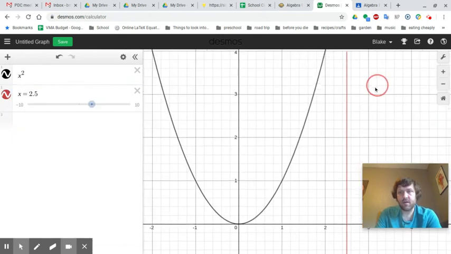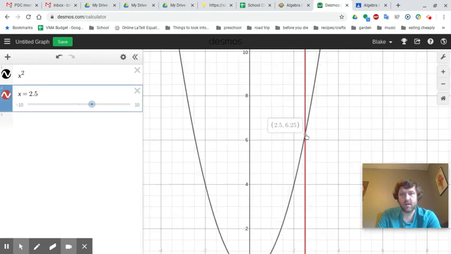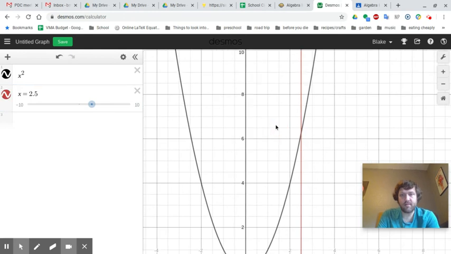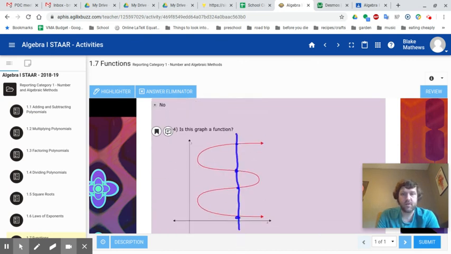And then we're going to go and we're going to see, oh, and look, they cross right here. And you see they cross at 2.5, 6.25. So the x is 2.5 and the 6.25 is the y. And so that's why that's the answer. That's all you have to do. So go jumping down to the very bottom.